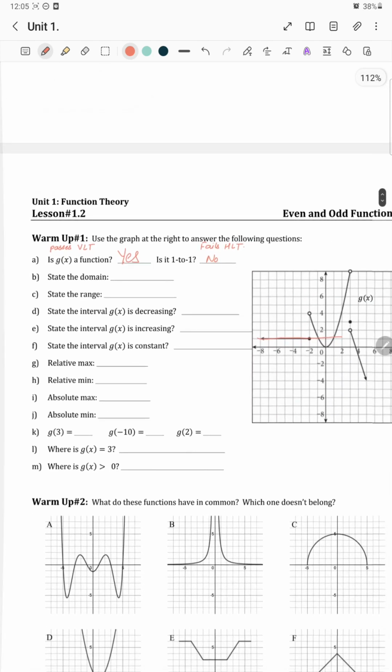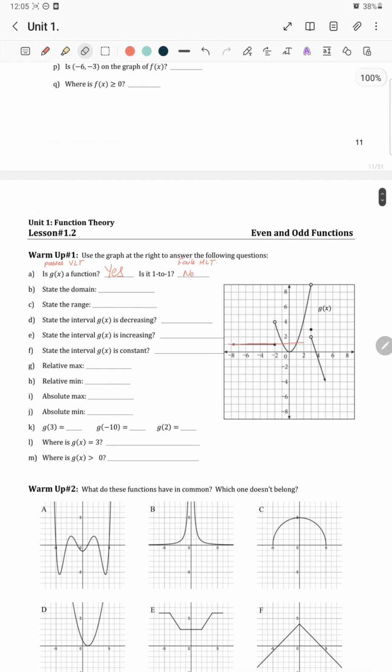Okay, state the domain of this graph. So what will be the domain of this graph? Domain is all the x values on the graph. The graph is going towards negative infinity here, and towards positive infinity here. So the domain would be negative infinity to positive infinity.